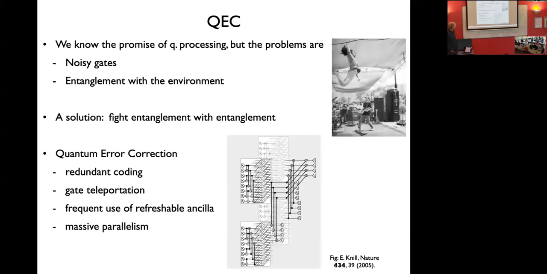All right, so we're all aware that quantum computing is great, but it's hard. We have noisy gates, and we just have noisy environments. And these can all be thought of as the environments becoming entangled with our computational register. So the philosophy of quantum error correction is to fight entanglement with entanglement.